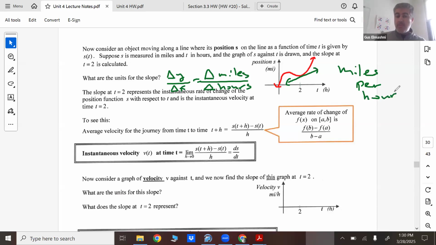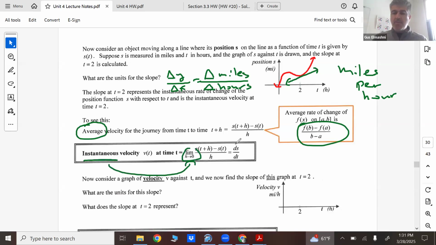So the slope at 2 represents the instantaneous rate of change of the position function with respect to time t. We also call it the instantaneous velocity at t equals 2. To see this, you can use t equals 2 and then t plus h, something close to 2. If you take the slope, it's the same thing, but that's average velocity, right? If you want instantaneous, then you have limits. It's got to be a derivative. So ds over dt is the same thing as velocity. The instantaneous velocity would be different than if you just took y over x.